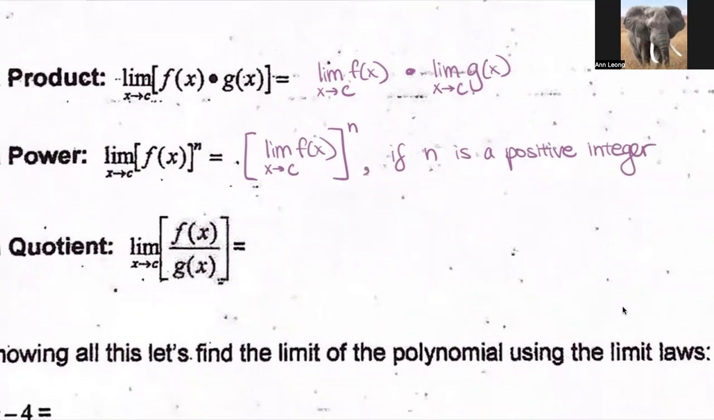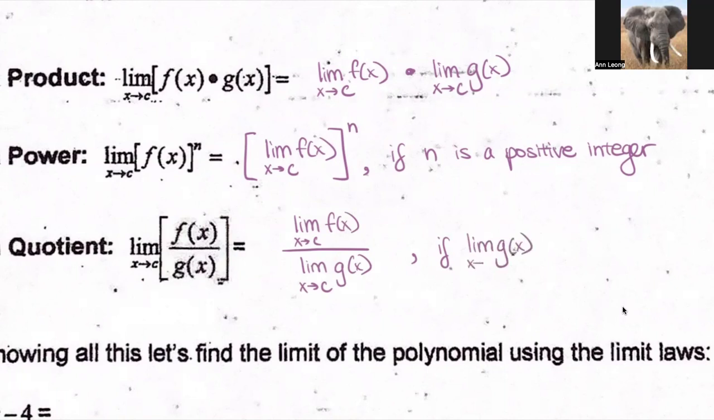All right, and then limit of a quotient. If you have a quotient of two functions and then you're taking the limit of that, you can take the limit of each function separately and then divide, with x going to c. All right, and this is assuming that the limit of g of x as x approaches c does not equal 0, of course. All right, so what does that mean?